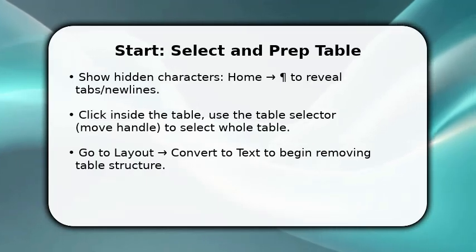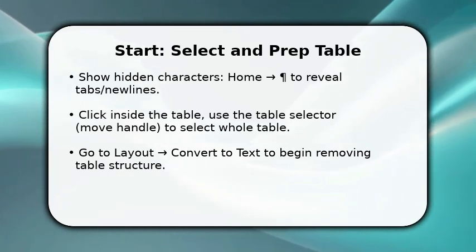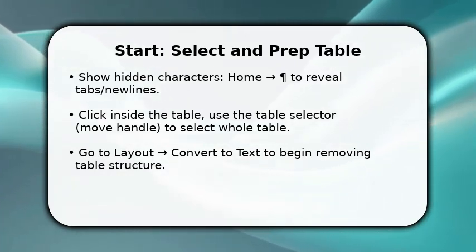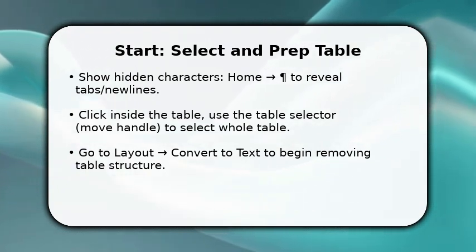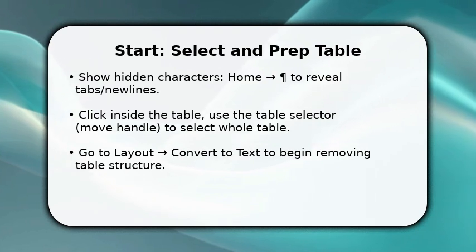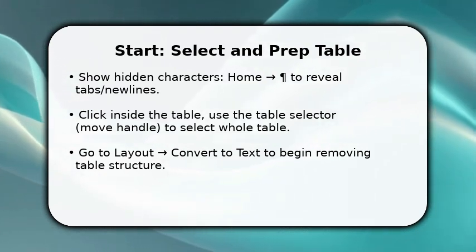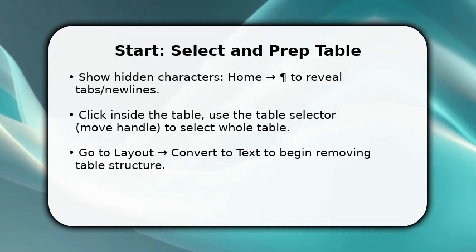You start by revealing formatting so you can see tabs and paragraph marks. This prevents surprises later. Click the table handle to select the whole table because partial selection leaves cells intact. Once selected, open Table Layout and choose Convert to Text.